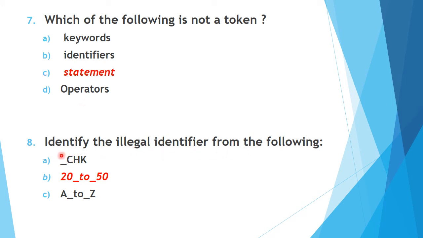Identify the illegal identifier. Which is the illegal identifier? Underscore chk, yes, this is legal because an identifier name can begin with an underscore. But 20, this is wrong because you cannot start the name of an identifier with a digit. So this is the illegal identifier. This one is also correct, we can start with an alphabet also. You can use underscore here. So which is the illegal one? 20 underscore 2 underscore 50. This is the illegal identifier.